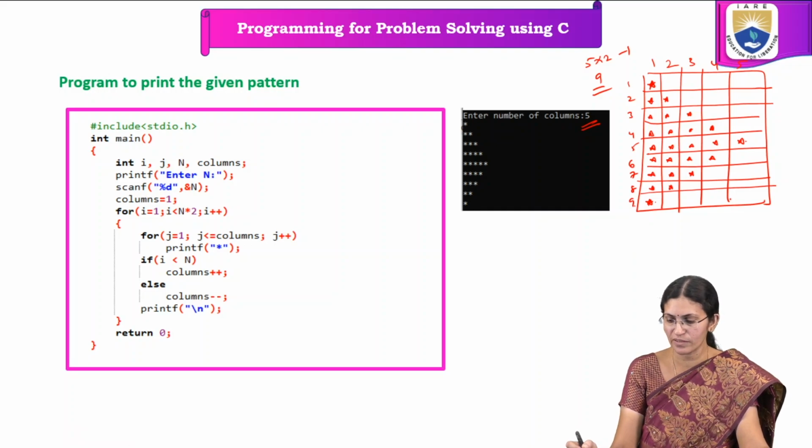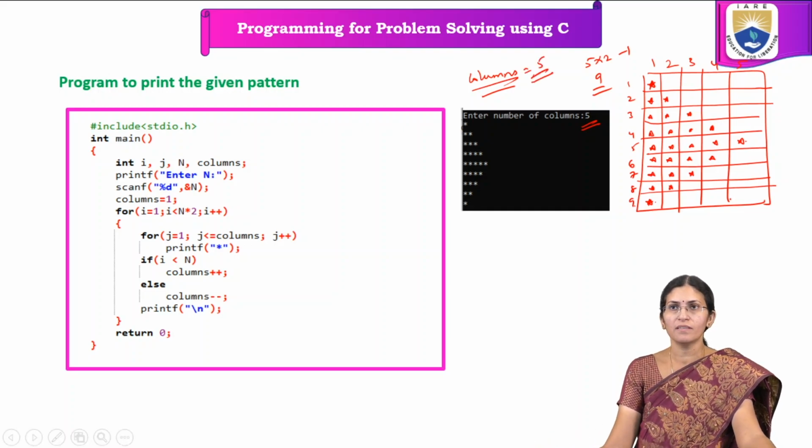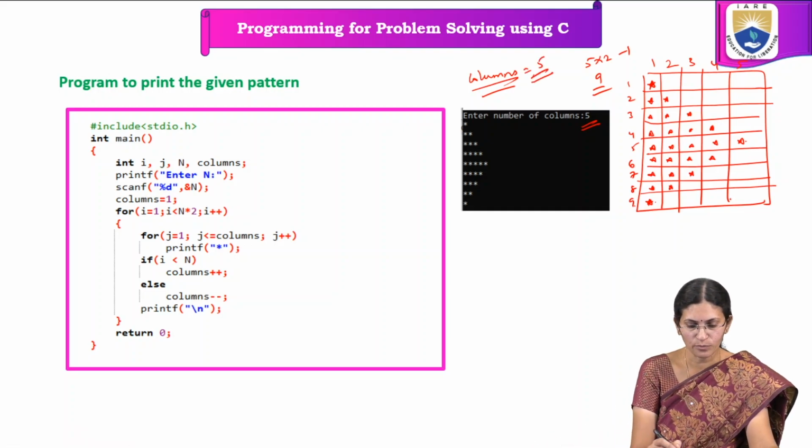Based upon the number of columns specified by the user, you are going to get the pattern. So this is the pattern for the number of columns given as 5. Now let us write the program for this.